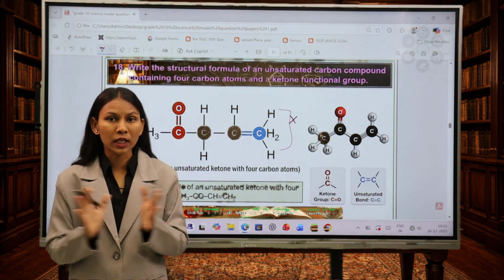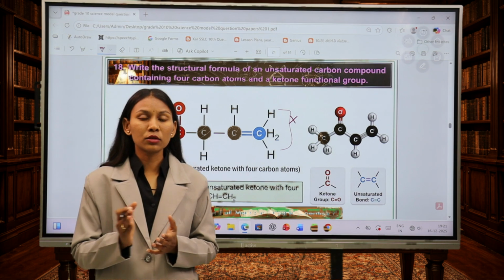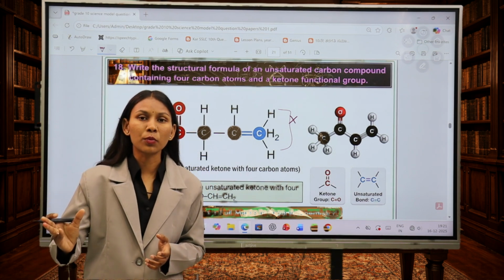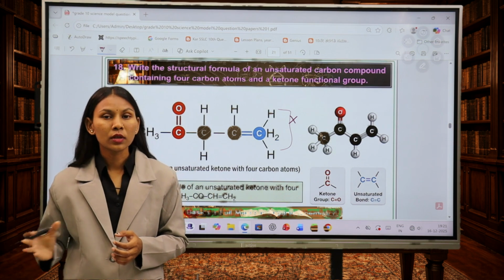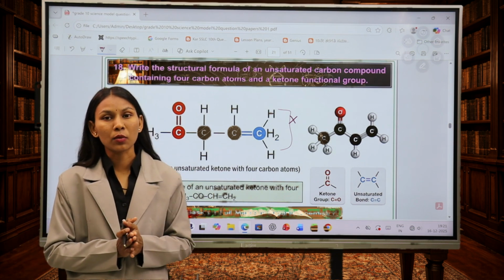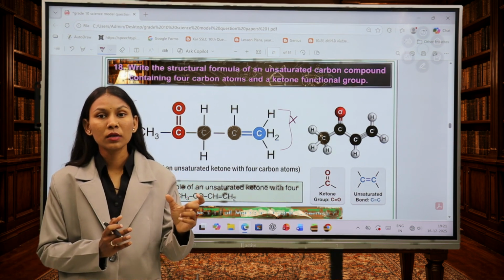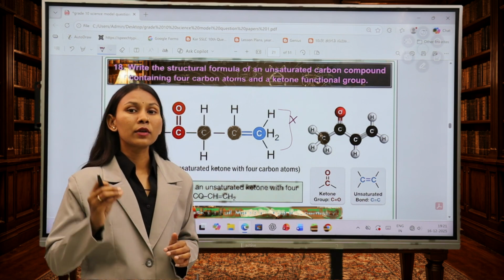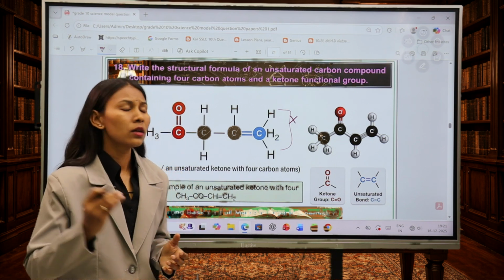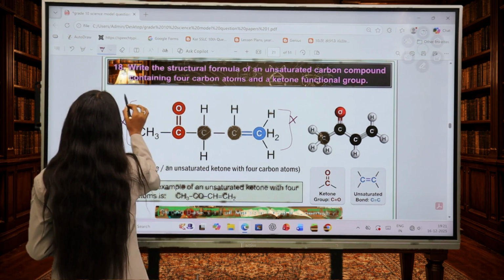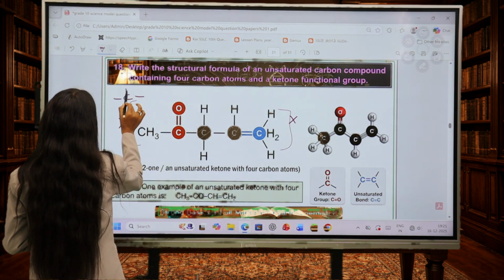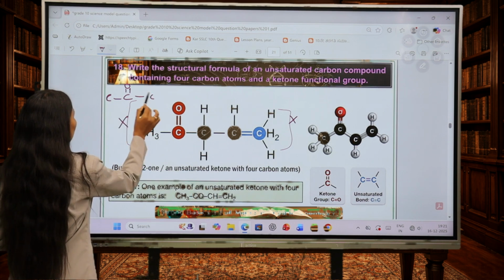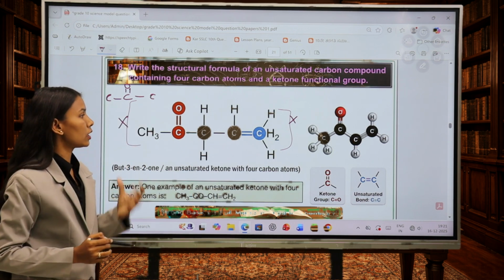So before going to the answer, there are two types, that is saturated and unsaturated. Saturated compounds contain only single bonds. When it comes to unsaturated carbon compounds, they contain double or triple bonds. Understood? So it should have ketone group. So what is the representation of this ketone group? The ketone functional group will be like this, where it is attached to 2 carbon atoms on either side.